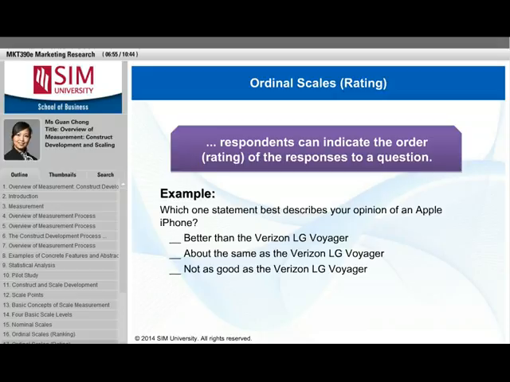Under ordinal scales by rating, respondents can indicate the order or rating of the responses to a question. For example, the respondents need to answer questions like which one statement best describes your opinion of an Apple phone. The respondent may indicate he or she agrees to the following statements like better than an LG phone.